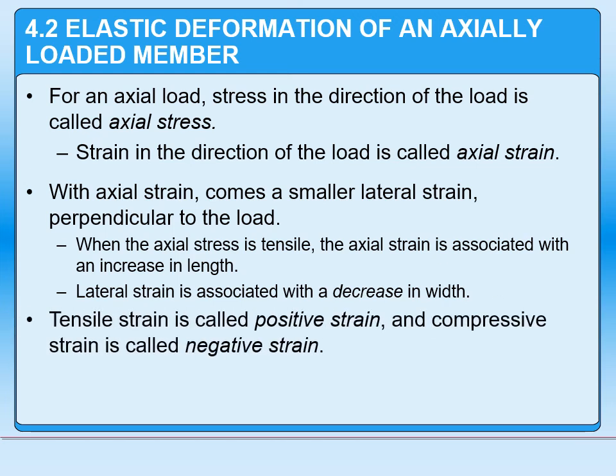In terms of our sign convention, we call a positive strain tension. So pulling on something in tension leads to a positive strain. When something's in compression, it's called a negative strain. If you think about it, the change in length would be a positive change in length in tension, and it would be a negative change in length in compression.